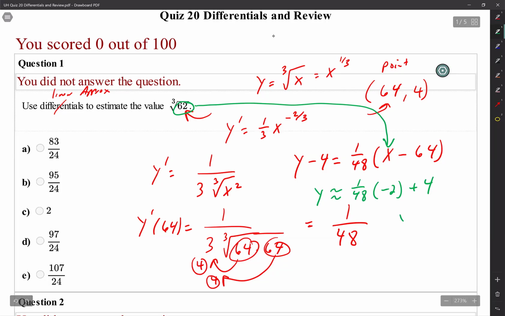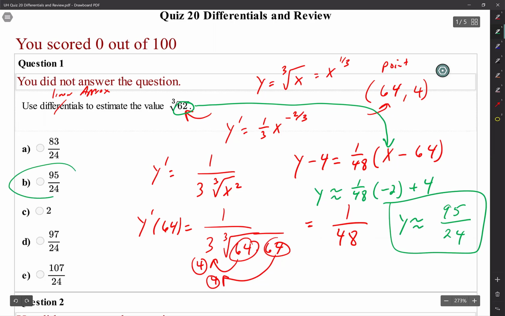So I get, oh, what's going on here, guys? Sorry. I lost my, there we go. I get 95 over 24. And there it is, guys. How do we feel? Anything crazy there?